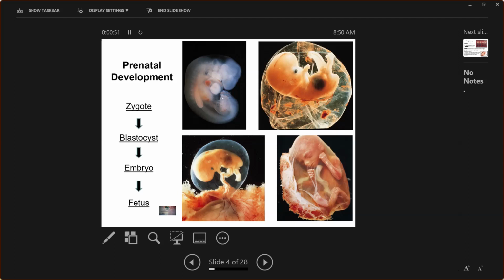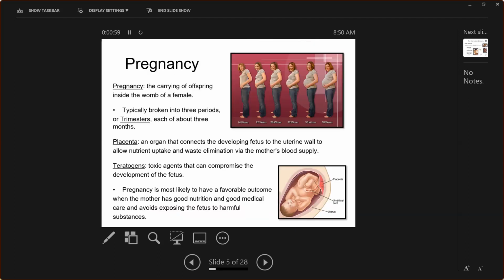I was overwhelmed already. But it's wild when you can hear that heartbeat for the first time or feel them move for the first time. But just an incredible amount of changes over the period of roughly 9 months or during that stage of pregnancy. And pregnancy, if we define it typically, right, is the carrying of offspring inside the uterus or the womb of a female. It's typically broken up into what we call trimesters.